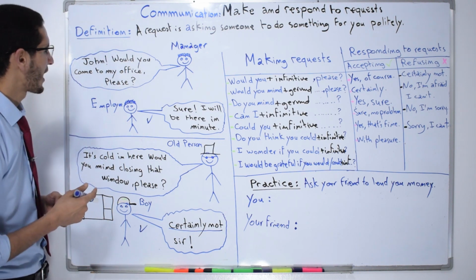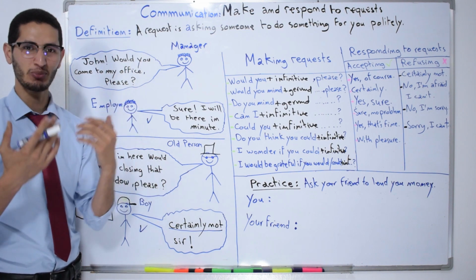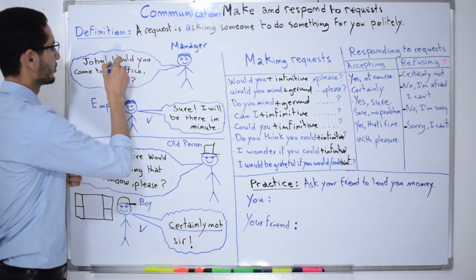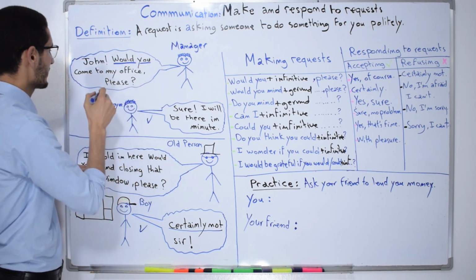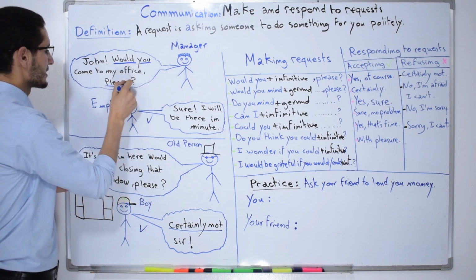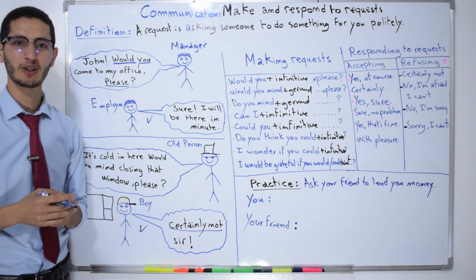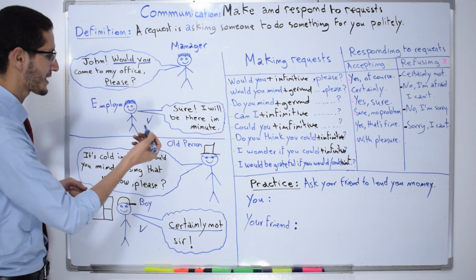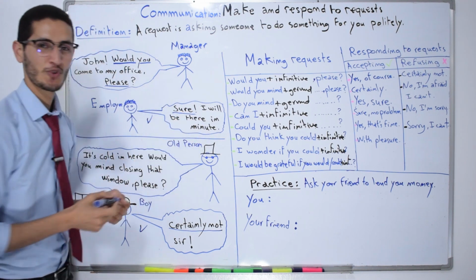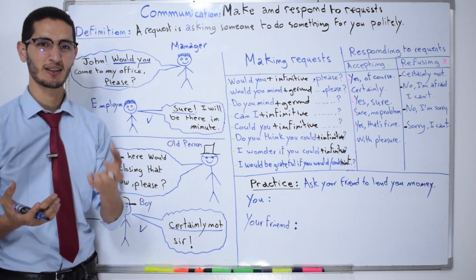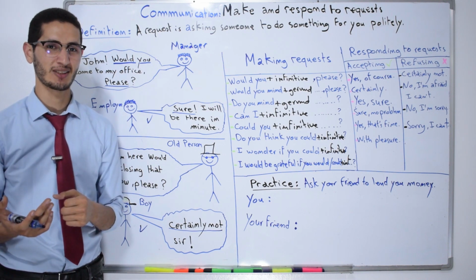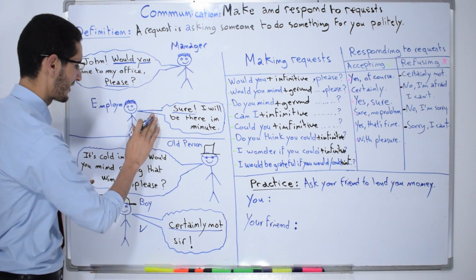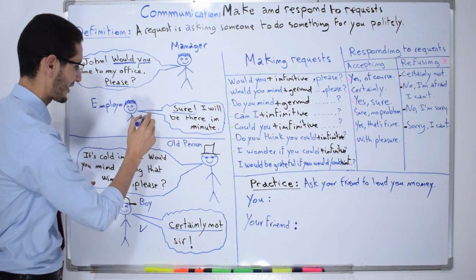Right? So, how did the manager ask the employee to come to his office? Well, he used the expression, "Would you?" Please. Would you please? Would you please come to my office? Right? And the employee said, "Sure." So, do you think that the employee accepted or refused the request? His manager's request, of course. Well, he accepted, right? There's a check here.